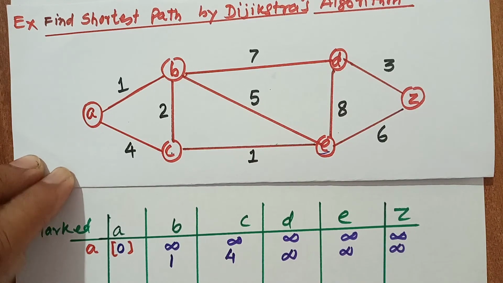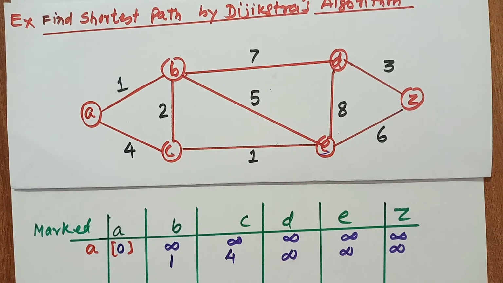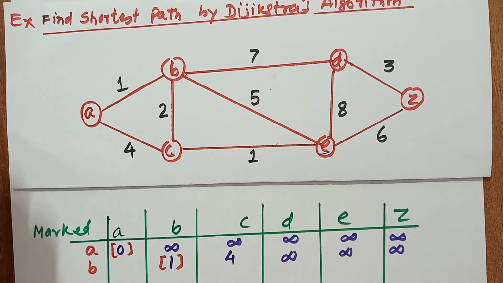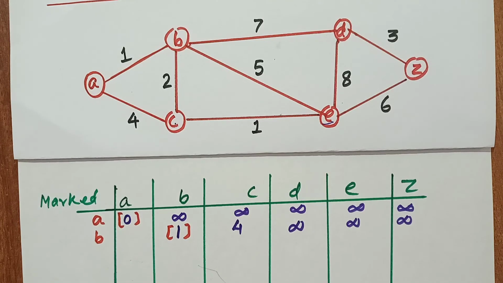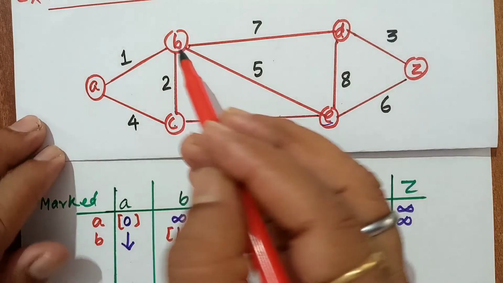Okay, next step is that what is the minimum value? So 1 is minimum. Okay, and what is the vertex? B. Now you see very carefully, we will not touch A because this is marked. Okay, next step is we concentrate on B. So where is B? B is here.